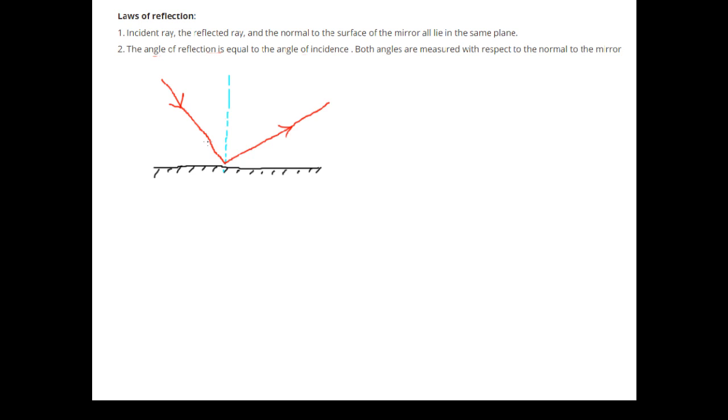Or according to the second law, this angle which is measured from the normal, that is angle I, and this is the angle of reflection, this is R, these two are equal. So we are always going to measure this angle from the normal and not from this region, remember that. So angle I equals angle R. This is the law of reflection.